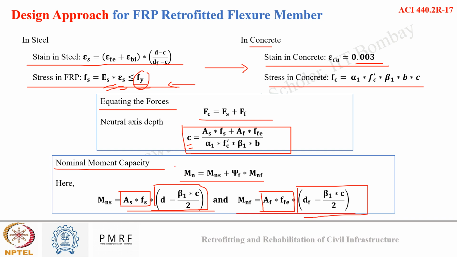So my total Mn can be written as Mns, that is the moment capacity of steel, plus gamma f times Mnf, that is the moment capacity of FRP, and this factor denotes the durability reduction factor that we talked about in the last session. Due to environmental conditions, how my FRP performance can be affected. For this we have defined this additional factor.